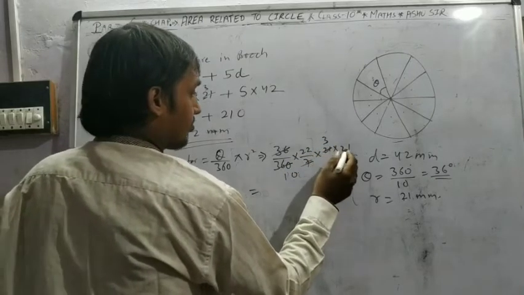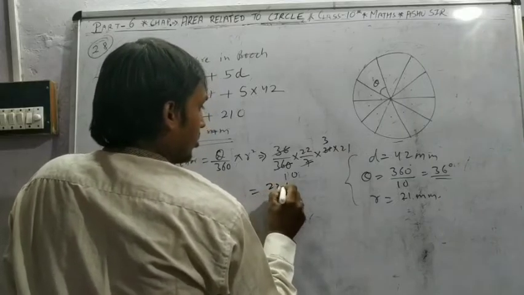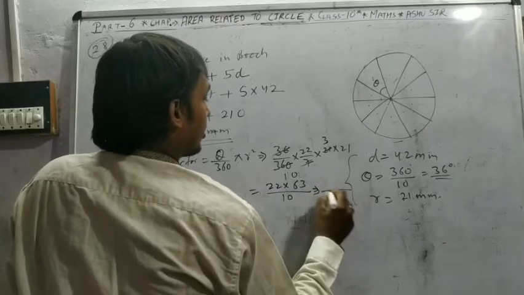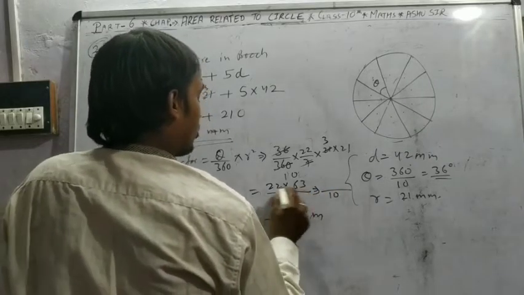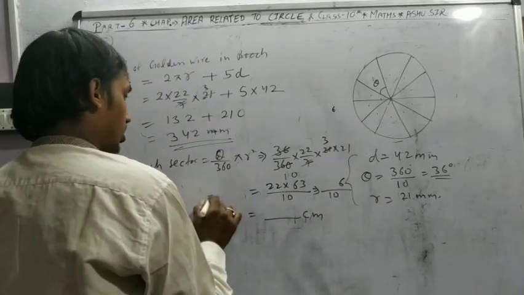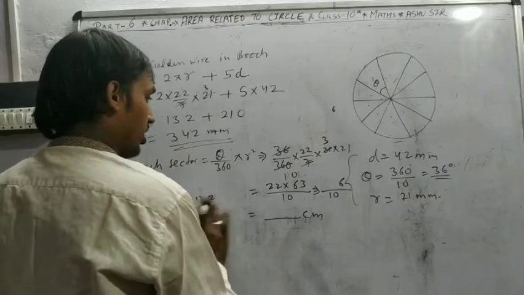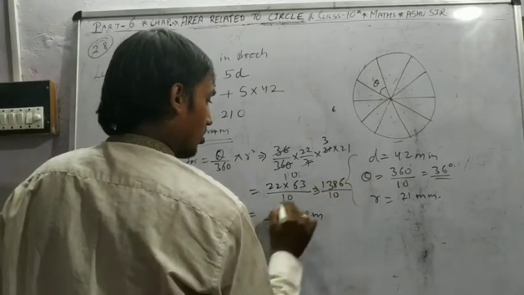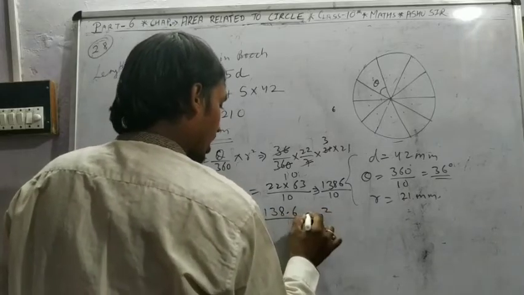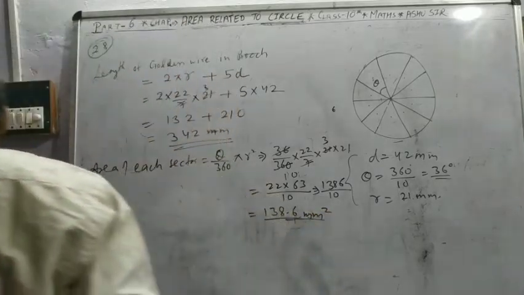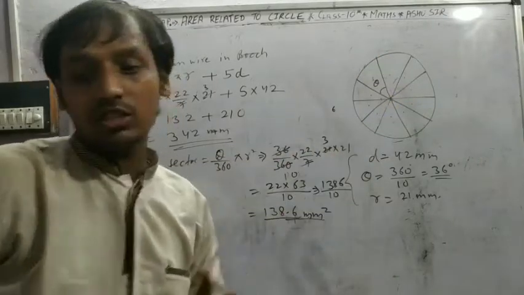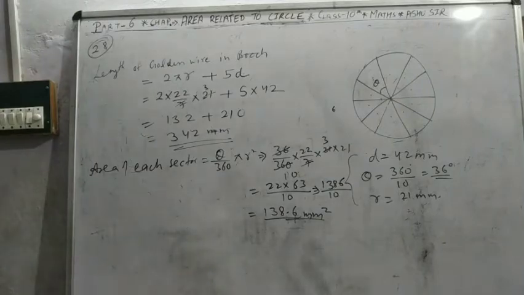So 3 2s are 6 by 10. Multiply it. So 22 3s are 66, 6 carry 6, 138. So 138.6 centimeter, sorry, millimeter square is the area of each sector used in this brooch. Okay, pause, and note down.